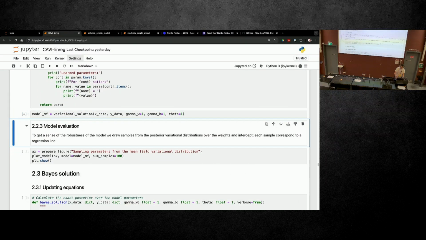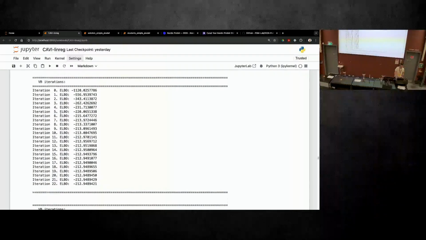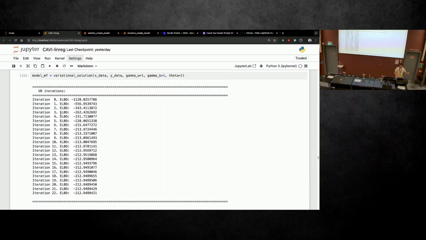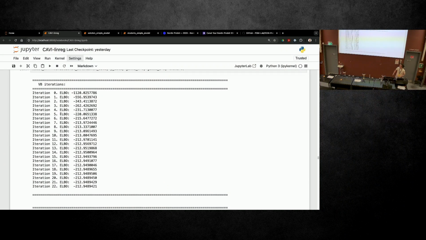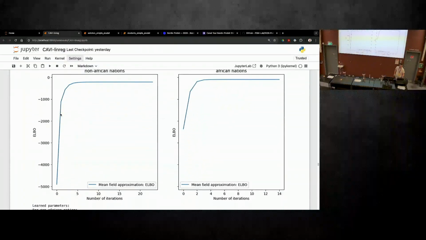And here we learn our model with the data set that we have, again for the non-African and African nations. The ELBO should be increasing all the time, and these are the plots that we get.